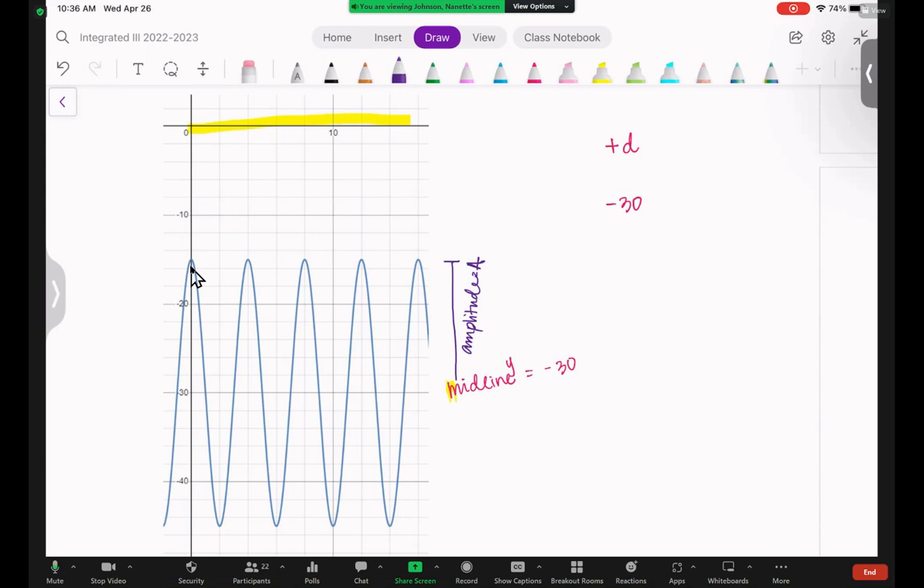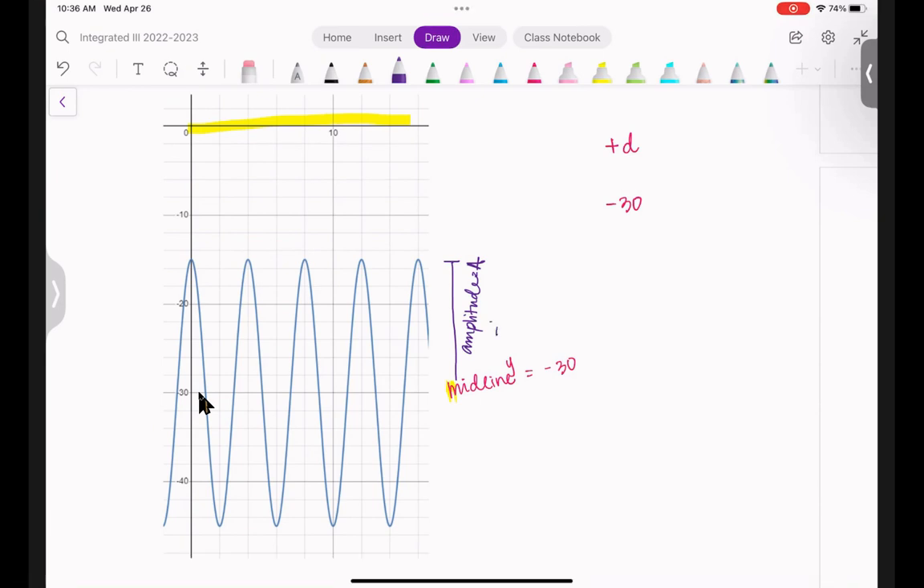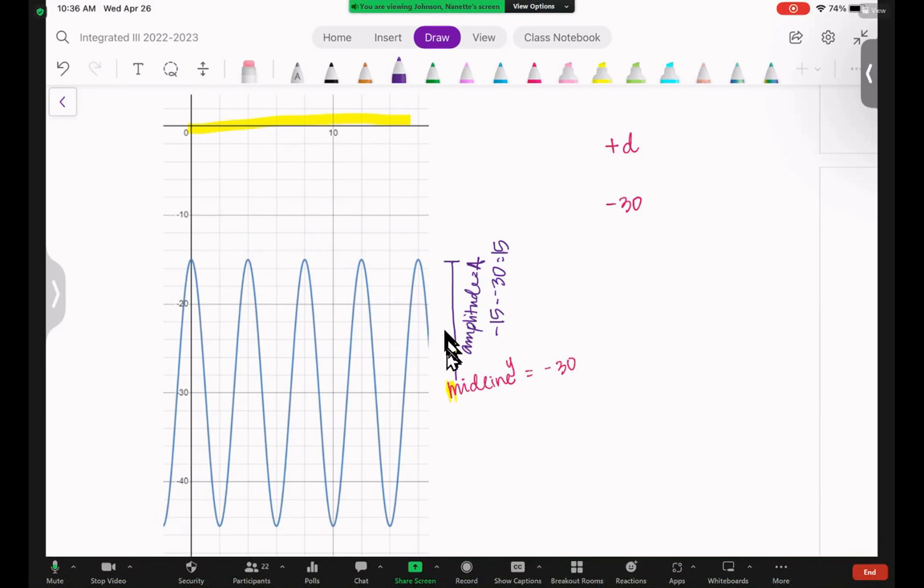Another way for you to calculate the amplitude is highest minus lowest, divided by 2. So the highest looks like that, the lowest looks like that, divided by 2. Or you could go from highest to midline. So this looks like -15 minus -30. I'll write that down so that you guys can see that: -15 minus -30 equals 15. For those of you who are good at counting, good. But for those of you who like to verify things like I do, I'm going to go with highest minus midline. So that's 15.